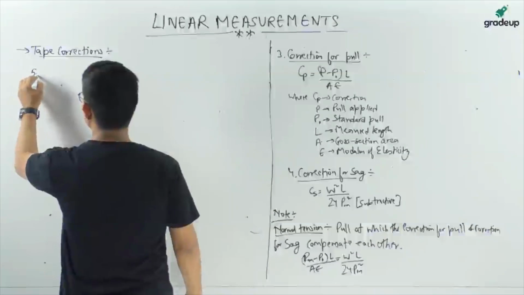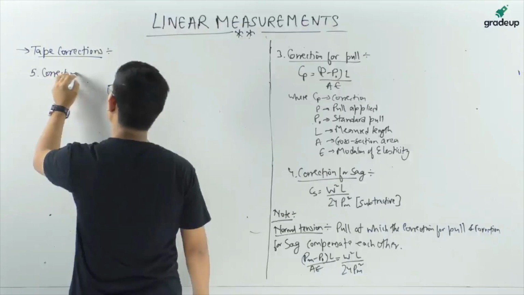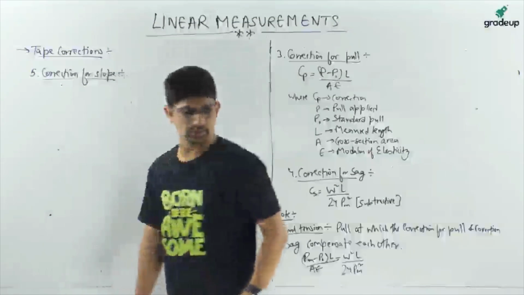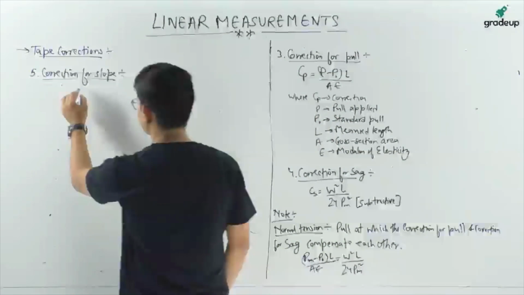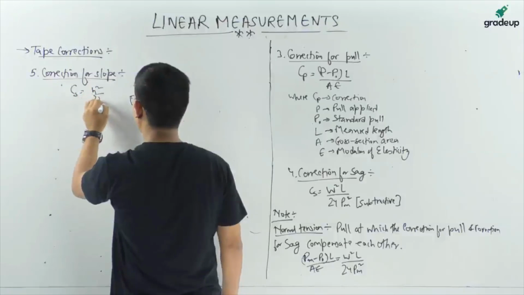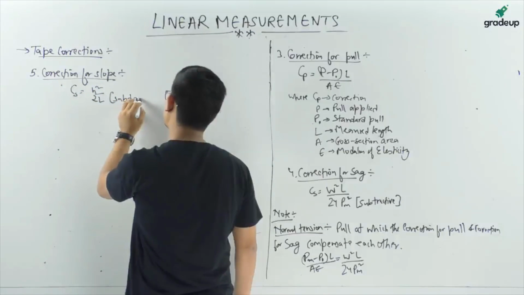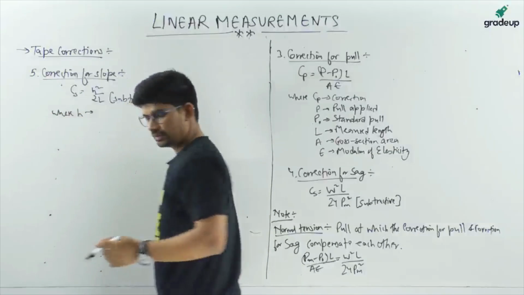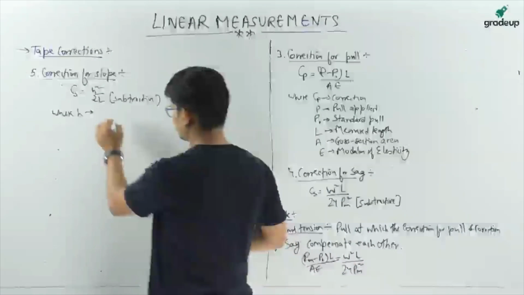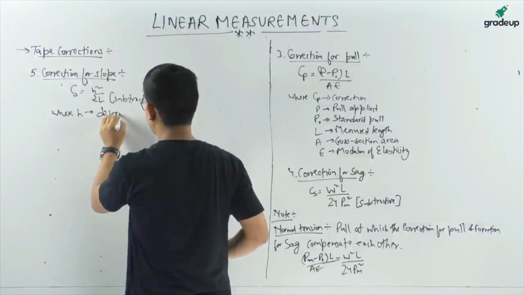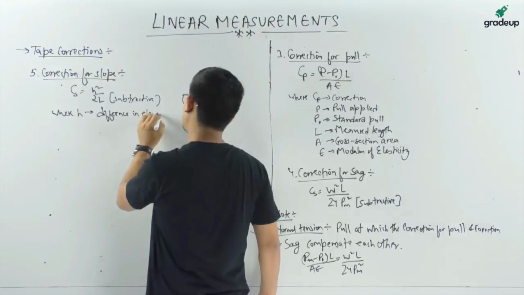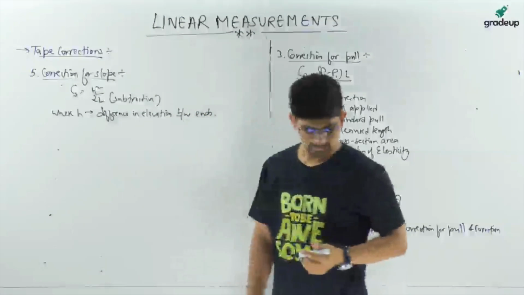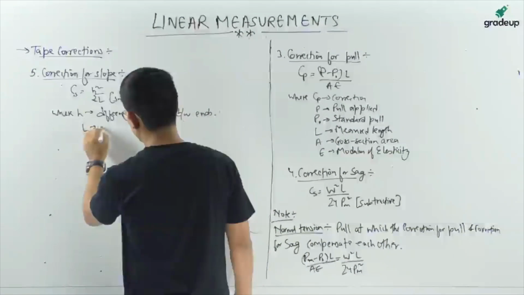Now, fifth correction is correction for slope. Okay. So, correction for slope Cs is h squared by 2L. This is also subtractive in nature. Okay. Now, where h is the difference in elevation between ends. Okay. And L is the inclined length measured.